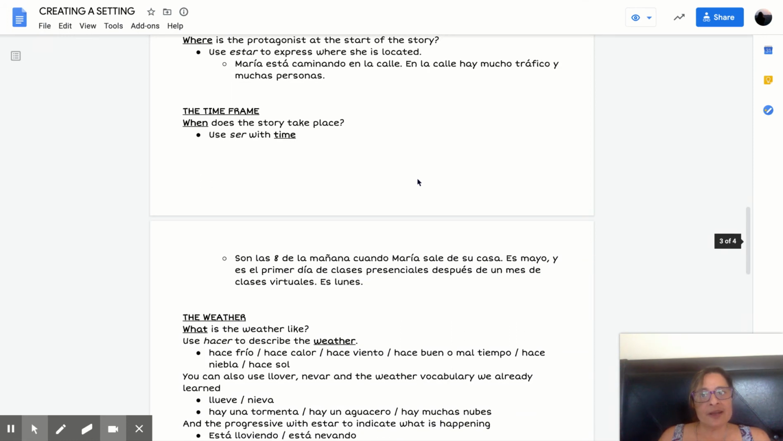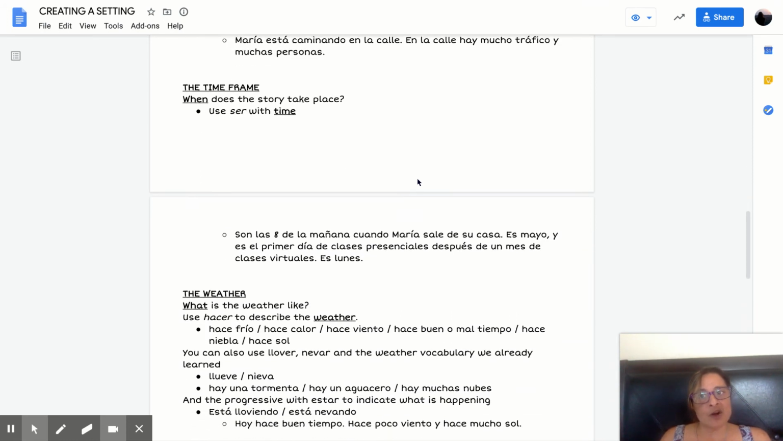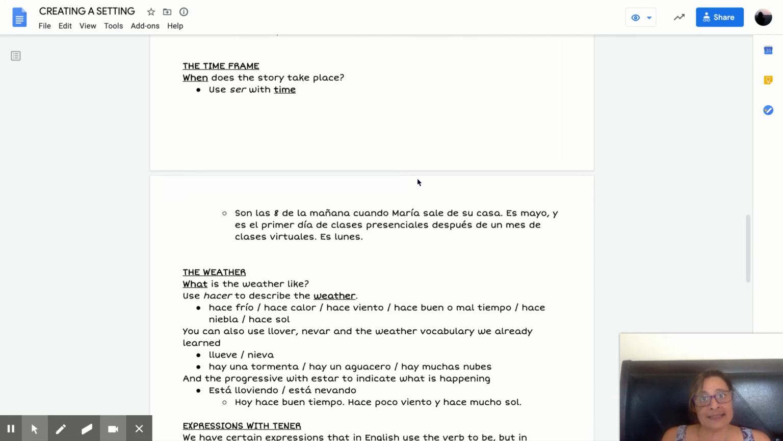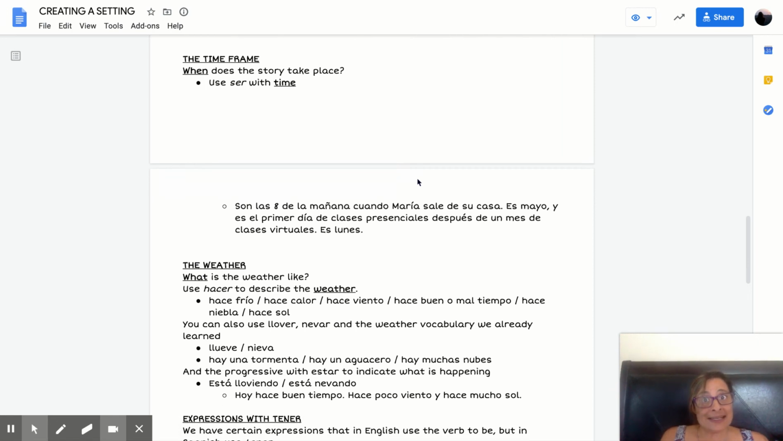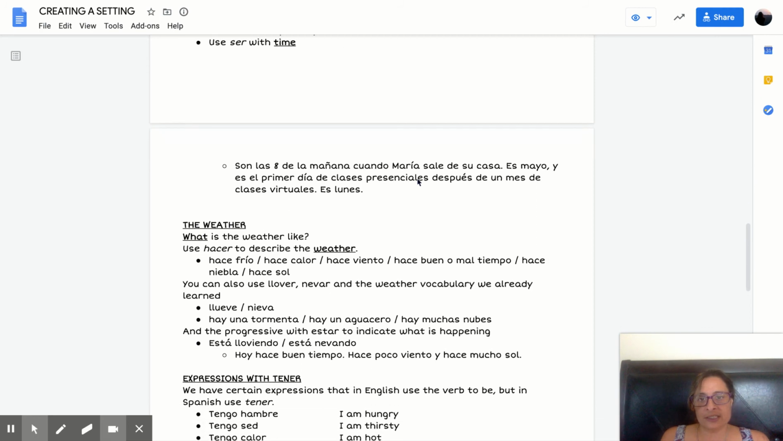You're going to describe the time frame. Remember the time frame is always ser. So when does the story take place? Es lunes. Es mayo. Think about the seasons. Es primavera. Es verano. Es otoño. Es invierno. Es el año 2020. Es la mañana. Whatever the time frame is, use ser.